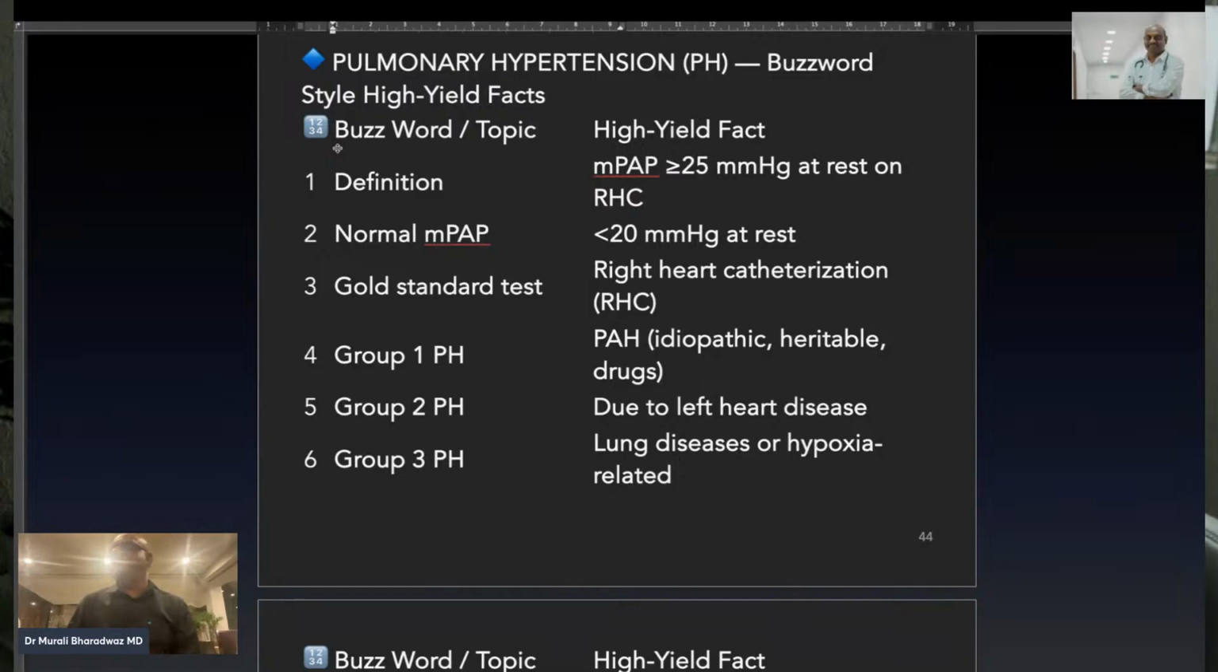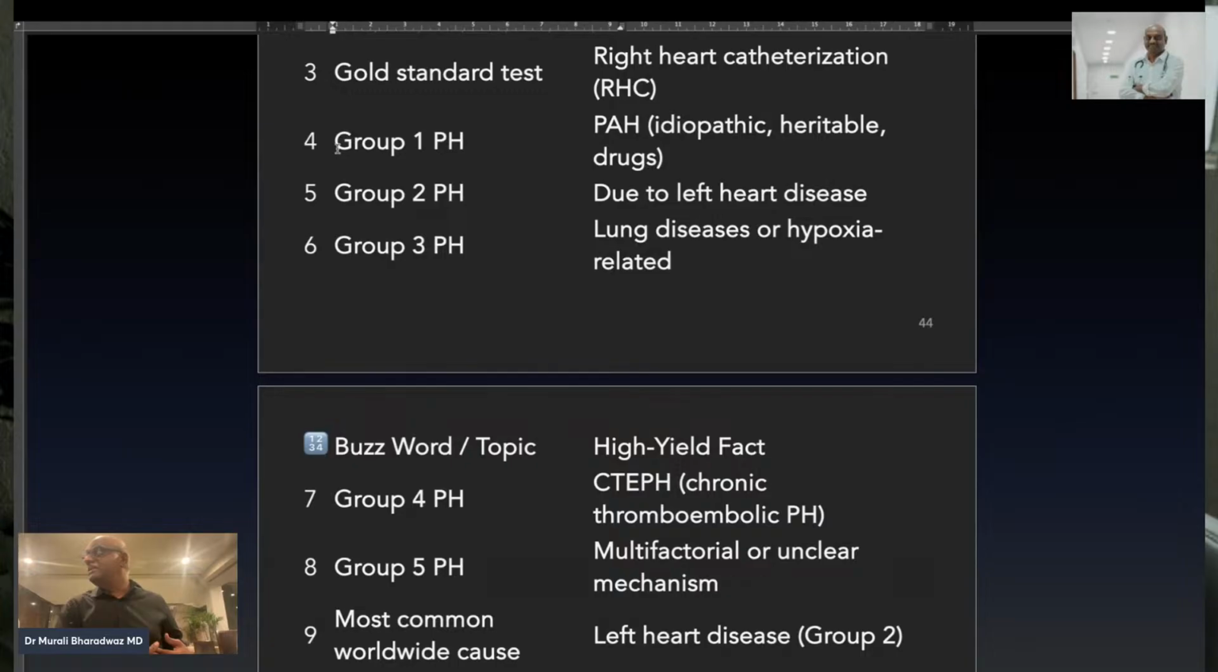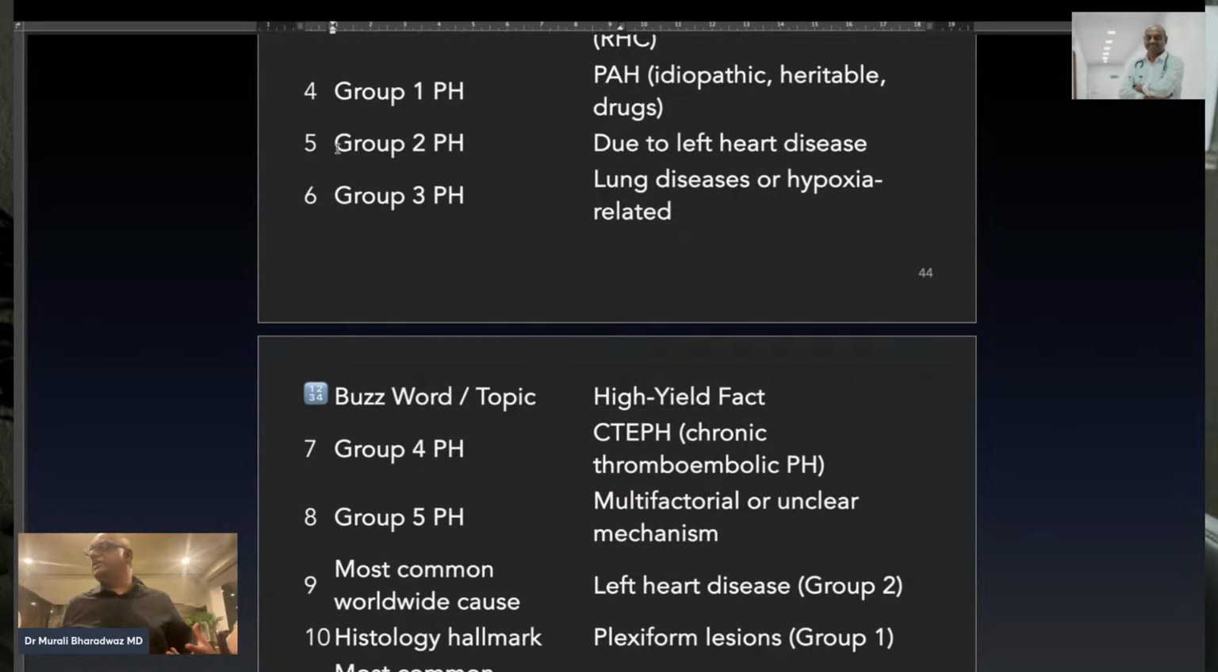How do you know the PAP? The ideal gold standard is to pass a catheter from the right atrium to the right ventricle into the pulmonary artery, and it will measure. Then pulmonary hypertension patients are divided into groups 1, 2, 3, 4, 5 based on etiology. Group 1 is idiopathic, heritable, drugs. Group 2 is due to left heart disease causing pulmonary back pressure. Group 3: lung disease, the moment there is COPD, there is alveolar hypoxia. Okay.